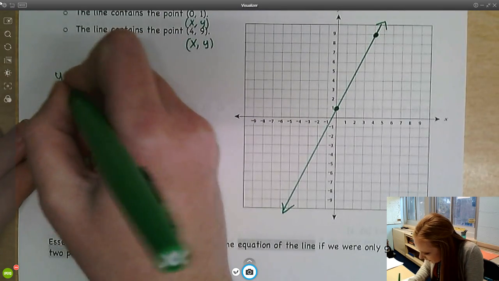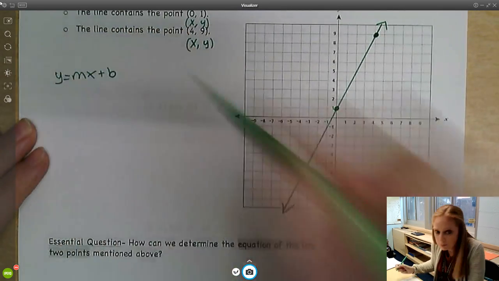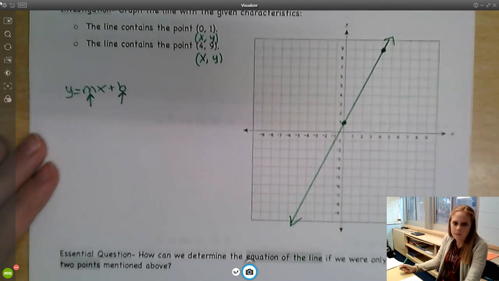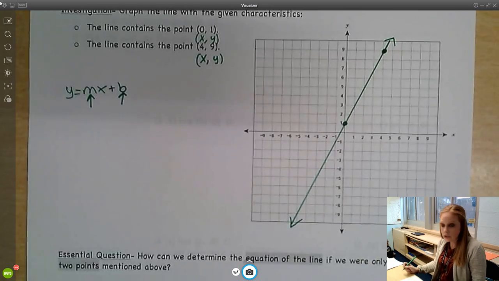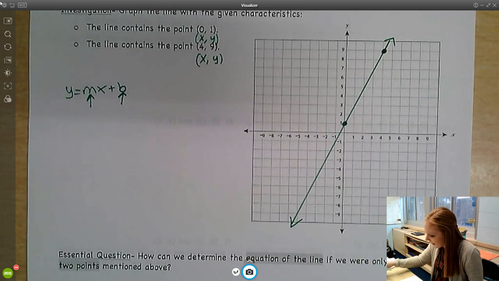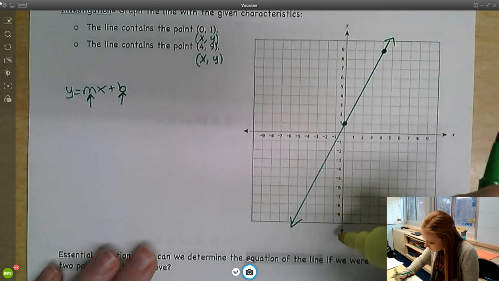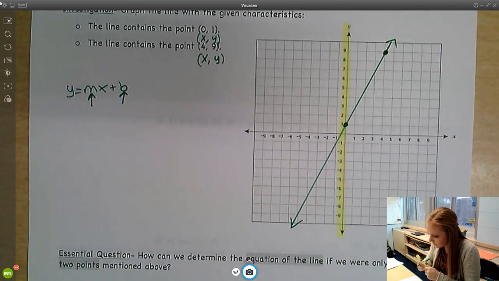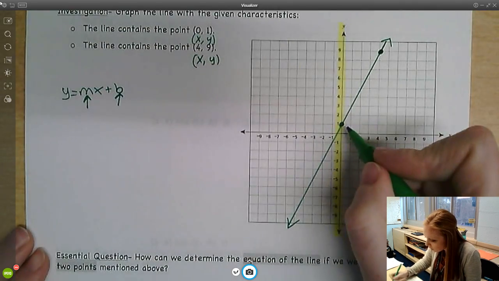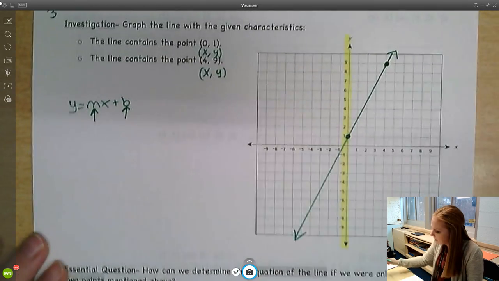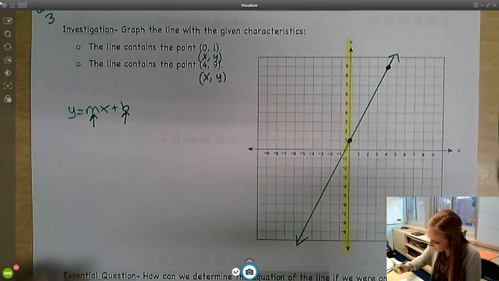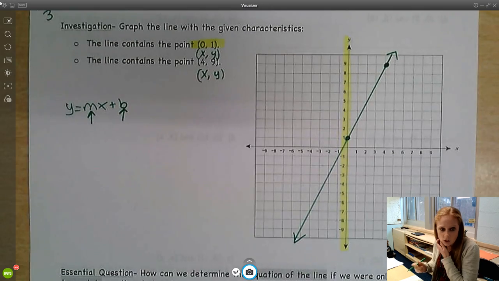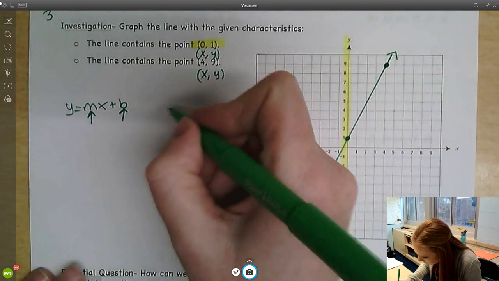Remember, the equation of a line is y equals mx plus b, where we need the m and we need the b. Okay, so let's look at this. Well, we know the b. The b is where our line crosses the y-axis. So here's our y-axis. Our line is crossing it at 1. Also, we know from looking at the point 0, 1, whenever the x is 0, whatever the y is, that's our y-intercept. So we know the b is 1.